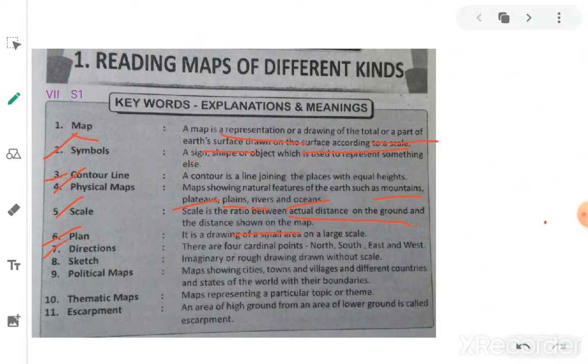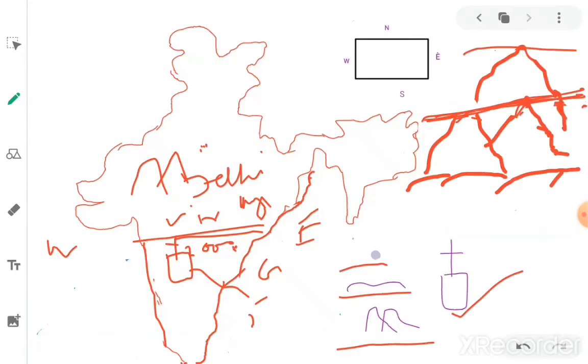Next, directions. Generally, for drawing the map, we should definitely use the directions. Without directions, you cannot identify the places or areas. So the directions are very important.